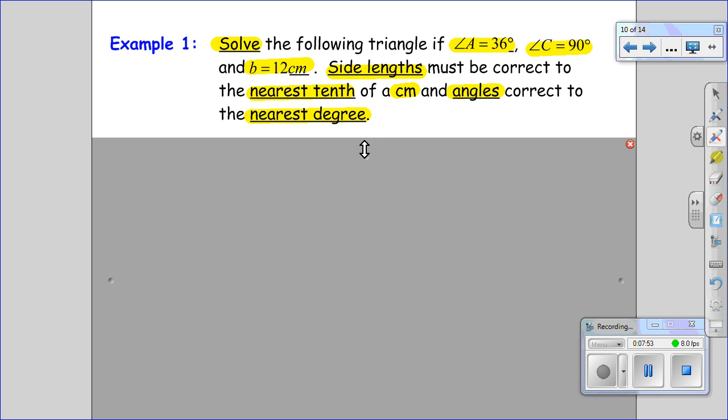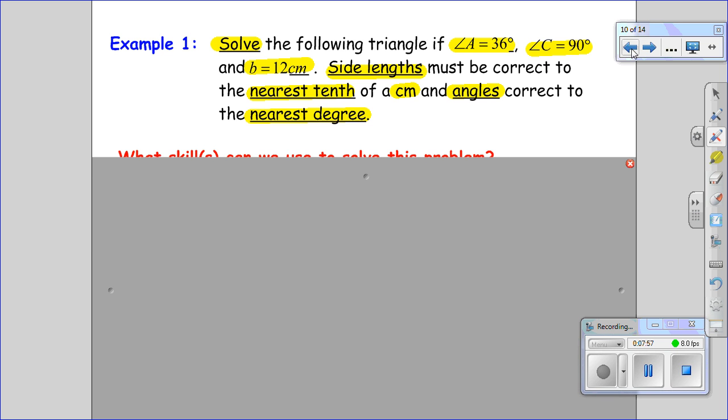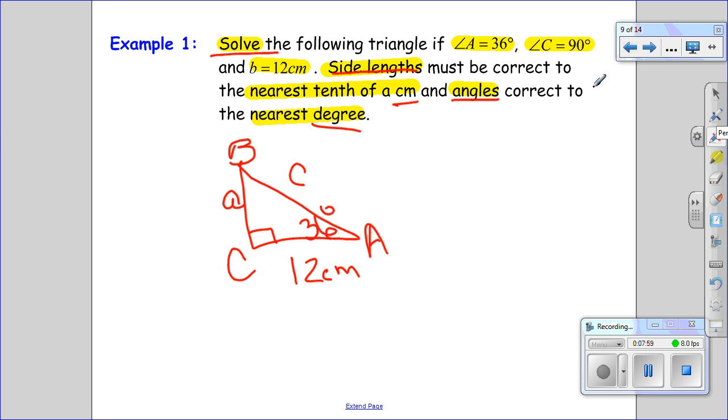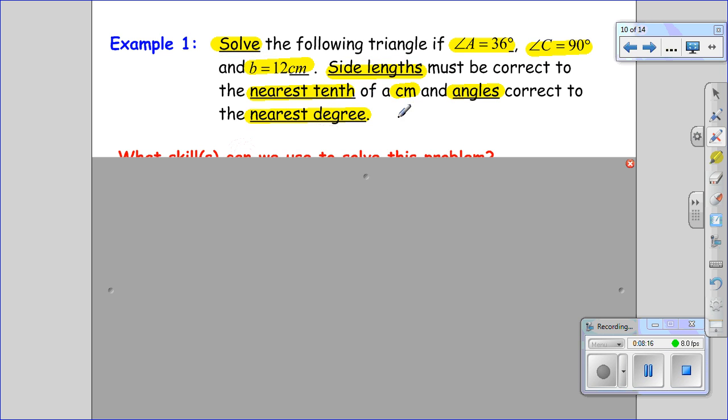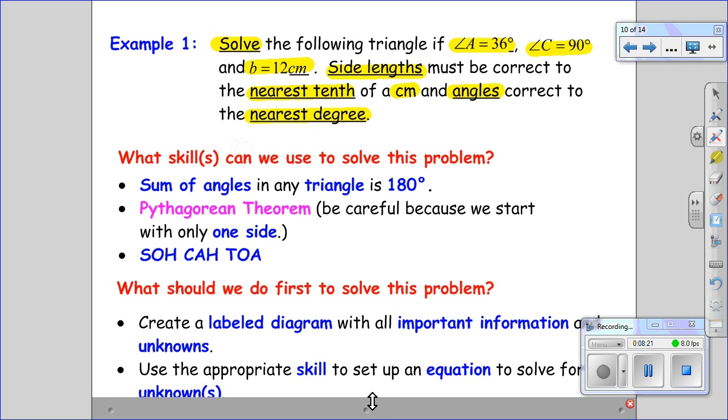Let's just clean this up a little bit so we can see it better. Now, what skills can we use to solve that problem? I don't know two sides, can't use Pythagorean theorem. I don't have a second triangle, I can't use similar triangles, but what I do have is a right triangle, a side length, and an angle. That does kind of lead me to the idea of using trig ratios.